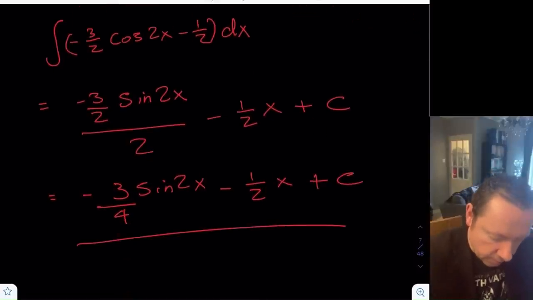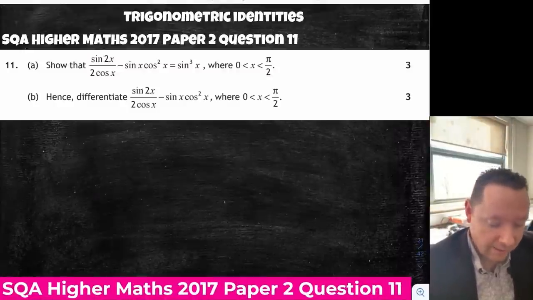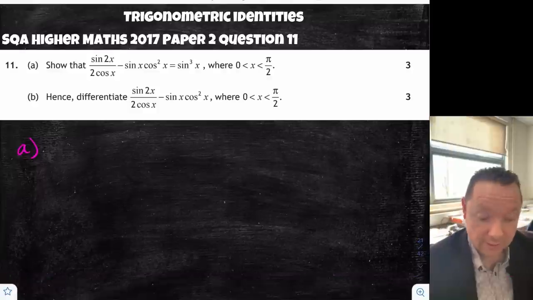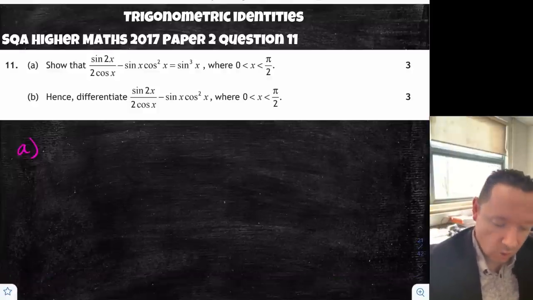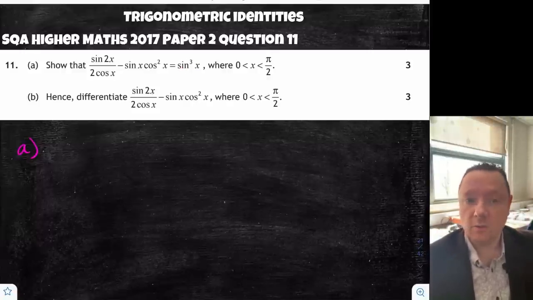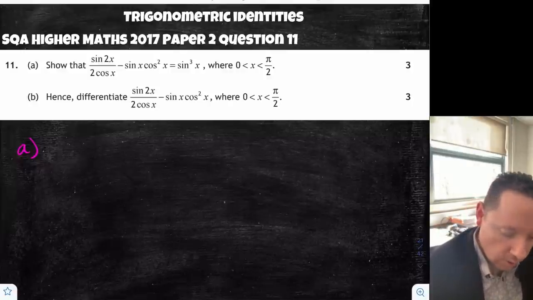And we're done there. SQA Higher Maths 2017 Paper 2 Question 11, Trigonometric Identities. Part A, show that sine 2x over 2 cos x minus sine x cos squared x equals sine cubed x. So the way to deal with these is just keep it separate, start dealing with the left and start making it equal to the right hand side. You may have to manipulate the right hand side separately as well so you get two different things equal, but in this case probably not. So let's look at the left hand side.